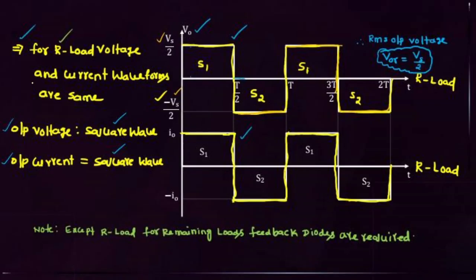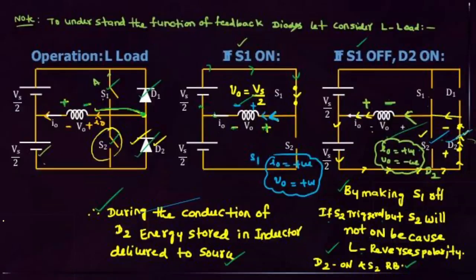This is an important observation. For our resistive load, voltage and current waveforms are the same. What is the voltage waveform? Square wave. What is the current waveform? Also square wave. Except for resistive load, this voltage source inverter requires feedback. I already told you, in voltage source inverter, feedback diodes are required. But for resistive load, no need of any feedback. The purpose of feedback diodes is to carry the energy stored in the inductor and the capacitor. But in the case of resistive load, there is no storage. That's the reason why in resistive loads there is no need of feedback diodes. Only for inductive and capacitive loads are feedback diodes required.